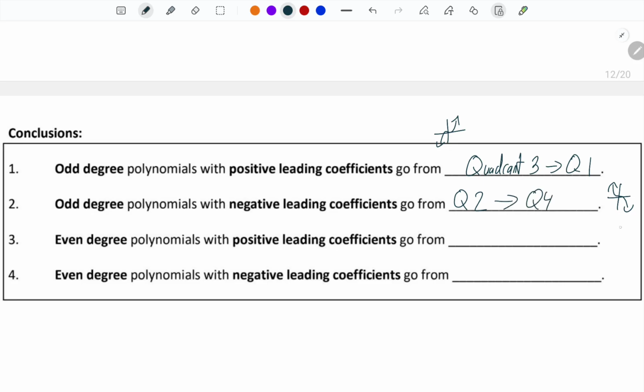Even degree with positive, that's just a regular standard parabola like x squared. Well, if we take a look at x squared, that's quadrant 2 to quadrant 1. And if we have a negative in front, well, we're reflecting, so we're going downward. So that looks like it's quadrant 3 to quadrant 4. And that's how I remember these. So I'm not memorizing all these different quadrant cases. I'm just remembering x cubed, negative x cubed, x squared, negative x squared, and then you can make out the different quadrants based off of that.